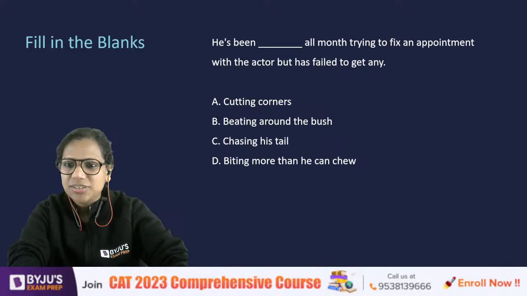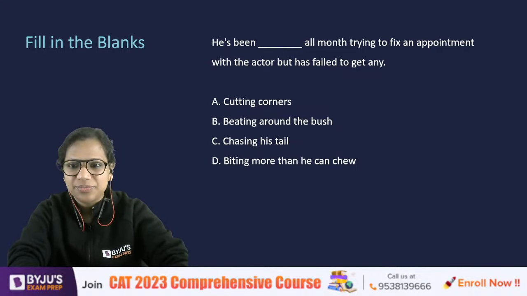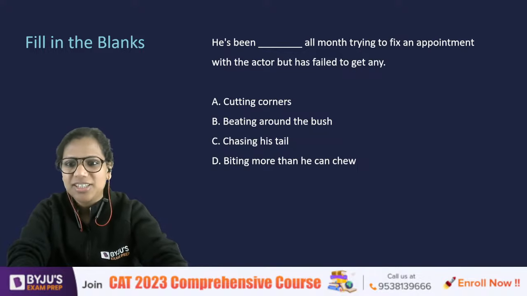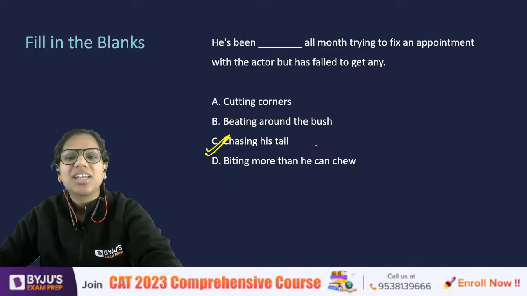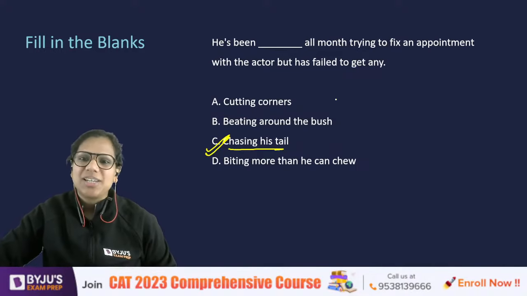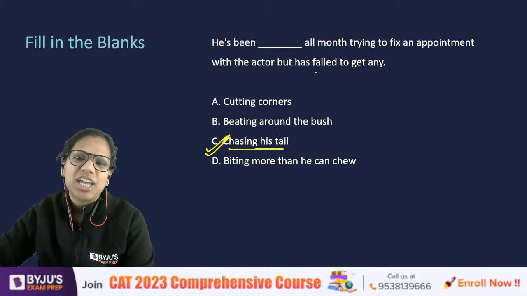All right. B or C. Okay. Which one out of the two? C. All right. Okay. So in large numbers, I've got C. You people are absolutely correct. Chasing his tail. Because he's been trying to fix an appointment with the actor, but he's failed to get any.